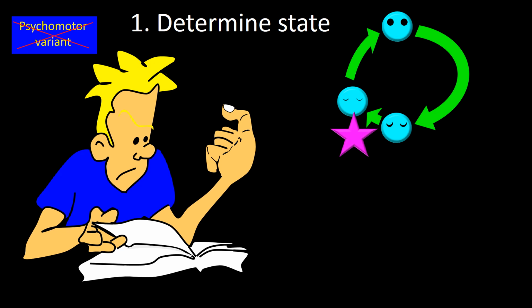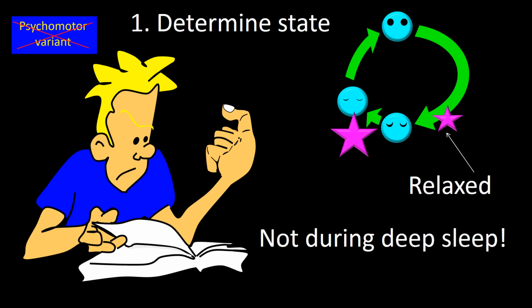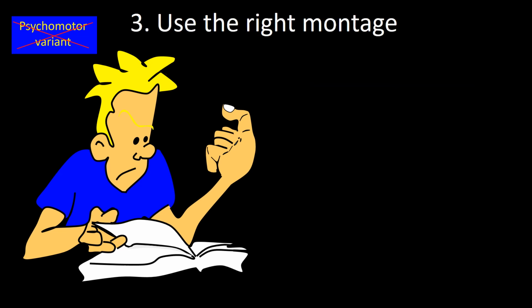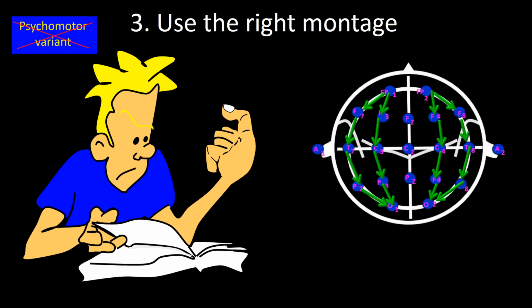They occur during drowsiness, but they may also occur when the individual is relaxed, but they never occur during deep sleep. Slow eye movements are often present. The correct montage to better appreciate this activity is the double banana.